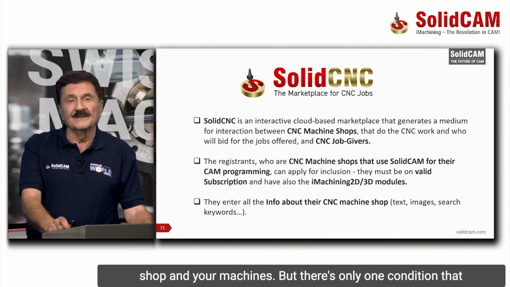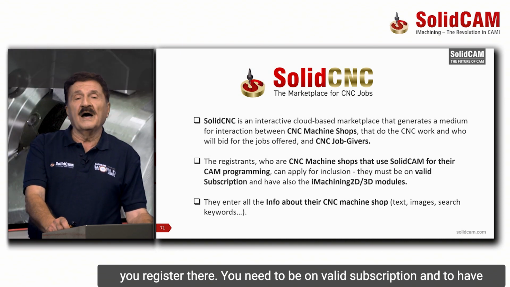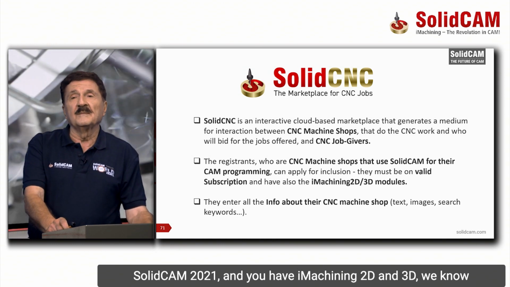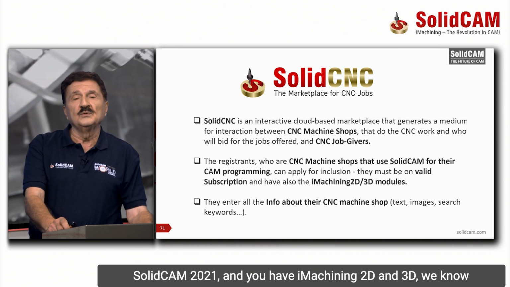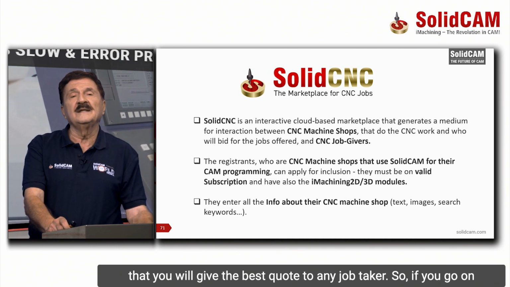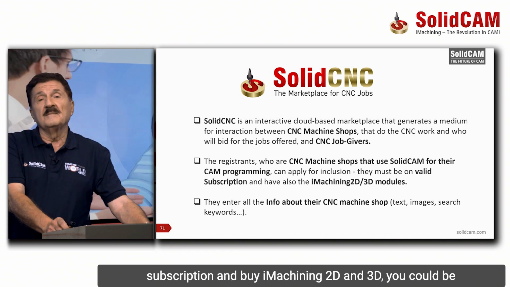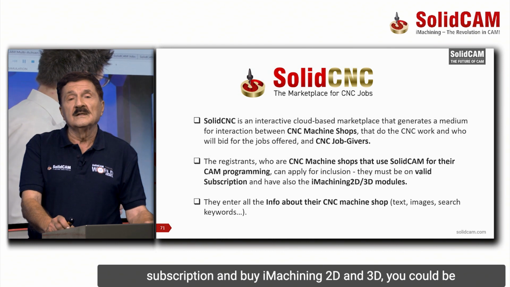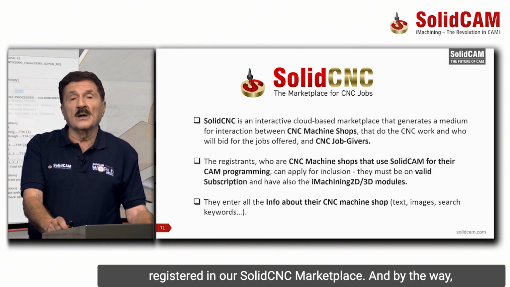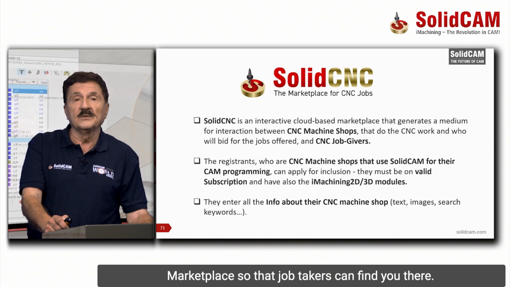But there's only one condition to register there. You need to be on valid subscription and to have iMachining 2D and 3D. You see, only if you have our latest version, SolidCAM 2021, and you have iMachining 2D and 3D, we know that you will give the best quote to any job taker. So if you go on subscription and buy iMachining 2D and 3D, you could be registered in our Solid CNC marketplace. And by the way, we are going to do a lot of marketing for this Solid CNC marketplace so that job takers can find you there.